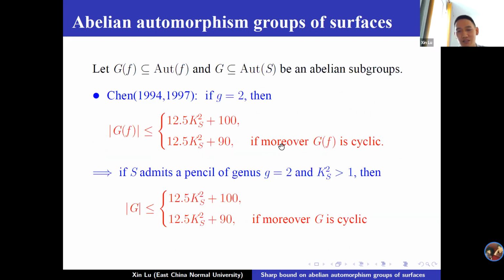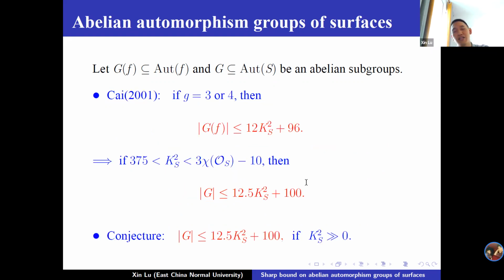Okay. Yeah. And also, Zhijie Chen's result is sharp. That is, he constructed an example to show these two bounds are sharp. Yeah, they are examples of surfaces which admit an abelian subgroup reaching this upper bound.